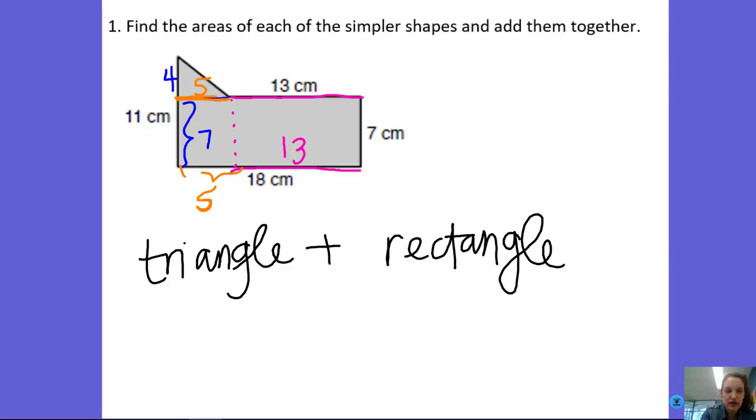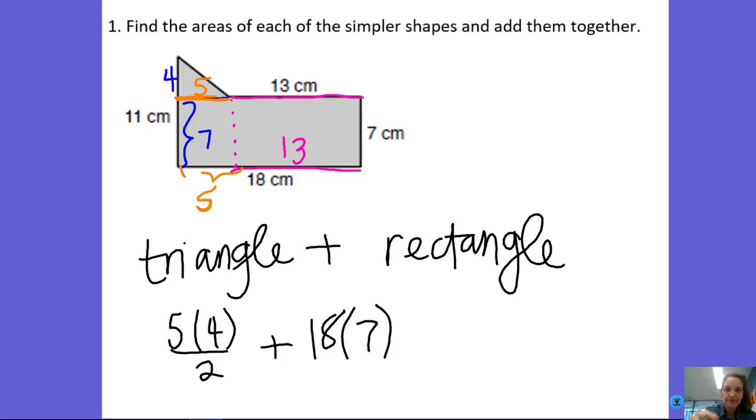So the area of my triangle is base times height divided by 2. The base of my triangle is 5. The height of my triangle is 4. I'm going to divide that by 2. And then I'm going to find the area of the rectangle. The base of the rectangle is 18. And the height of the rectangle is 7.